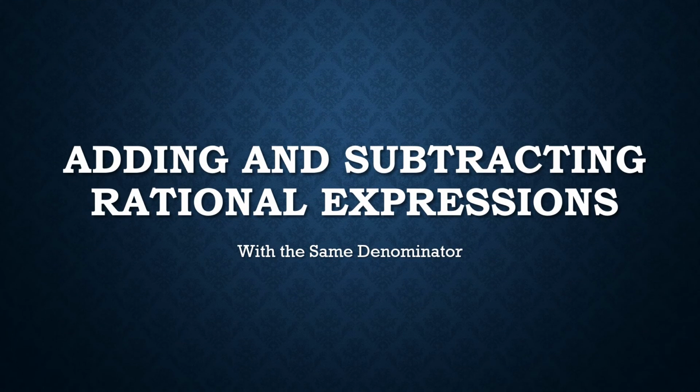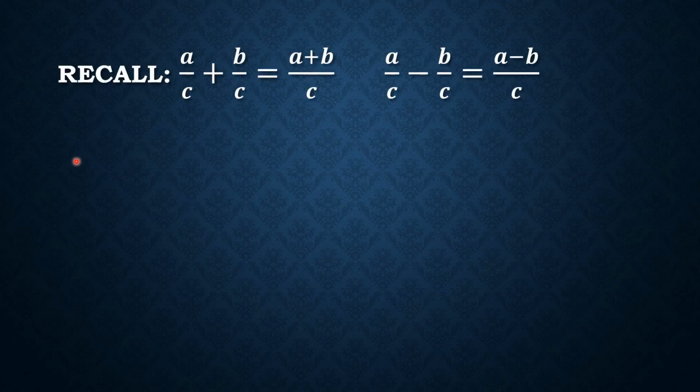Let's learn the process of adding and subtracting rational expressions with the same denominator. Let's recall the process of adding or subtracting two fractions. For example, a over c plus b over c. We get a plus b over c.